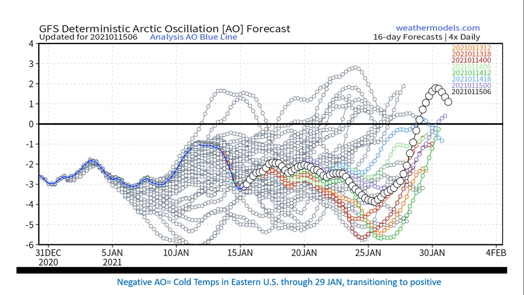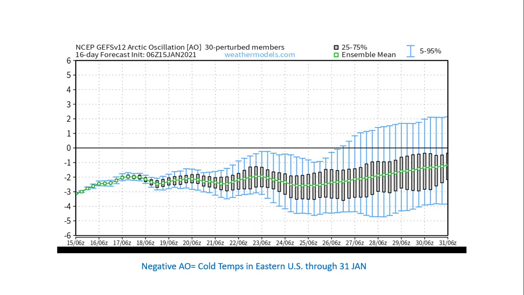But this model, GFS deterministic, has shown signs of the AO going positive, but then it corrects usually back to negative. So I'm taking the end of this particular forecast with a grain of salt. And then the NCEP GEFS V12 AO 30-member 16-day forecast out to the end of January, 31 January. Green line staying well below that zero line in the negative territory, so a negative Arctic Oscillation. All right. So that's the AO.